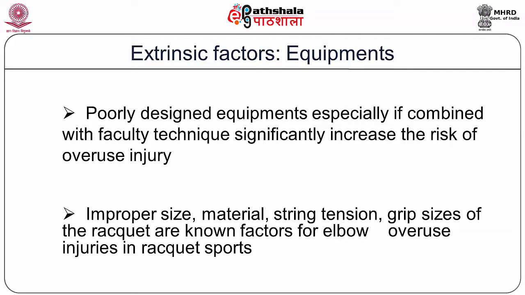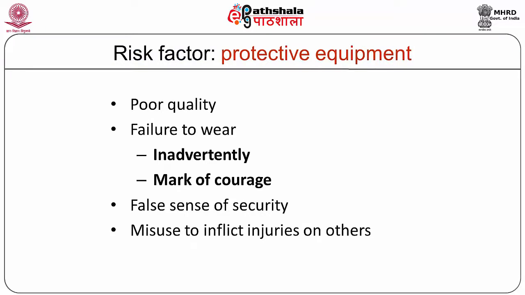Poorly designed equipment, especially if combined with faulty technique, significantly increases the risk of overuse injury. Improper size, material, string tension, and grip sizes of the rackets are known factors for elbow overuse injuries in racket sports. Protective equipment is designed for many sports on the basis of epidemiological study of injury and biomechanical analysis. Failure to wear it, inadvertently or willingly as a mark of courage, may cause fatal injuries.